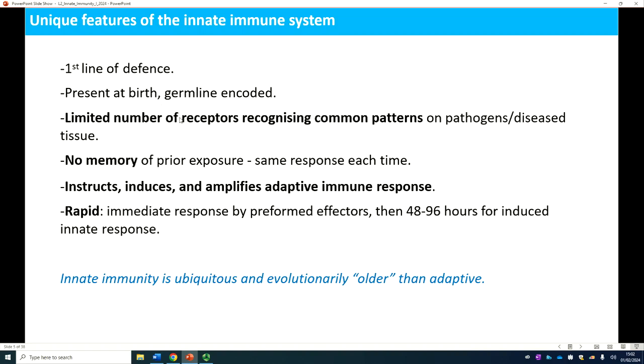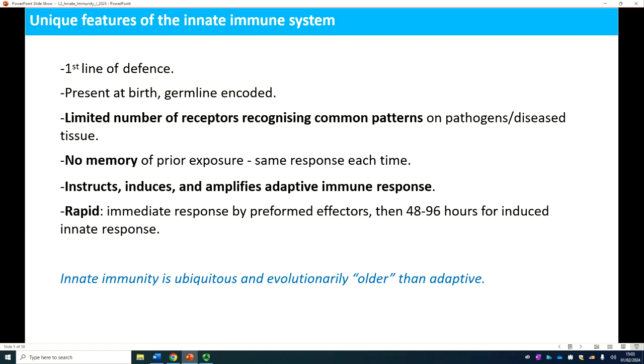And there are a limited number of receptors that recognize these common patterns, and these are present on the pathogens or diseased tissue. And it's important to remember that in the innate immune system, there's no memory function. So it's unlike the adaptive immune system. You get the same response each time. So there's no memory of the prior exposure. But the innate immune system helps to instruct, induce, but also amplify the adaptive immune response should it be needed.